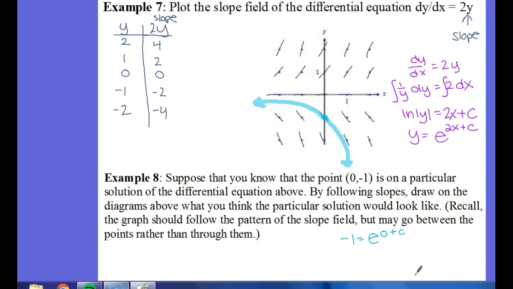What do you know about when you're adding exponents together? It's the same as what?